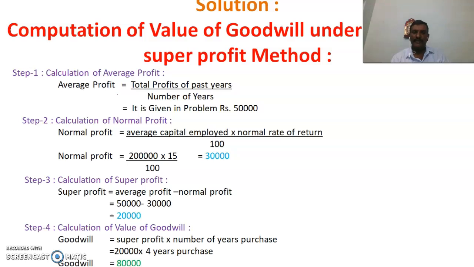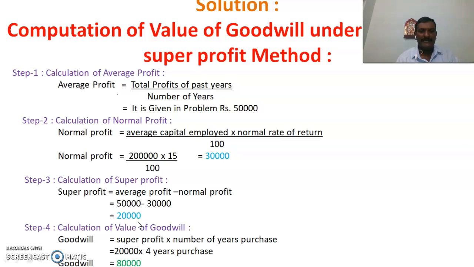Then for finding the super profit, we have to use the formula here. Average profit minus normal profit is equal to super profit, right? So in the first step we have got average profit, and in the second step we have got normal profit. So by subtracting the normal profit from the average profit, we will get super profit. Here the average profit as per the first step is 50,000, and normal profit as per the second step is 30,000. The difference is 20,000, and that difference is called here the super profit. I hope that you are getting cleared with the explanation.